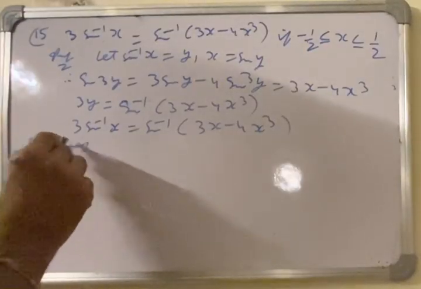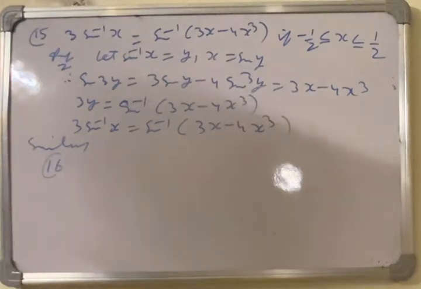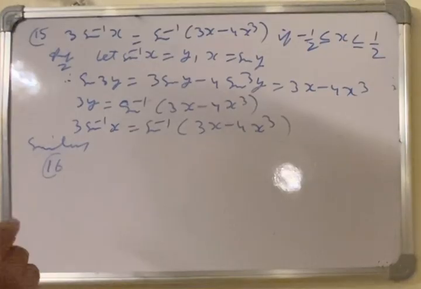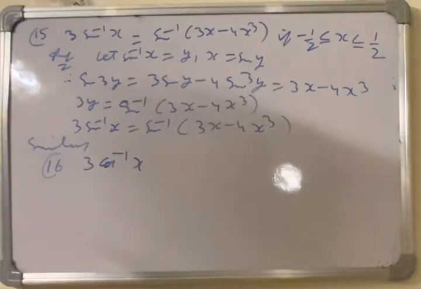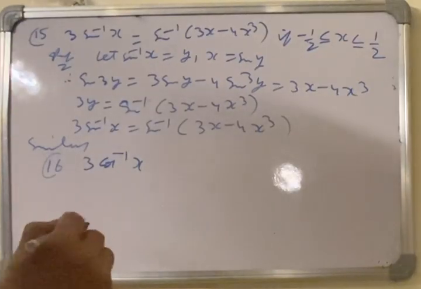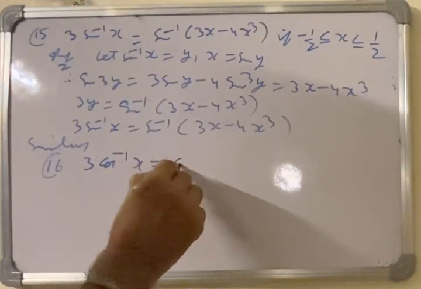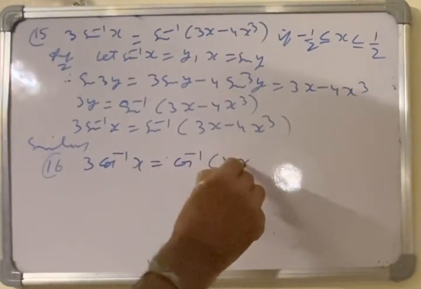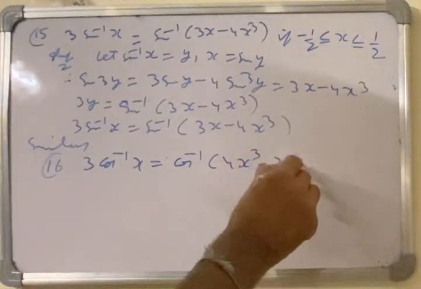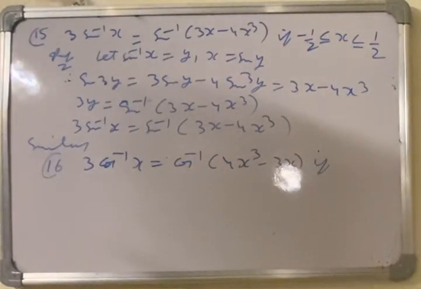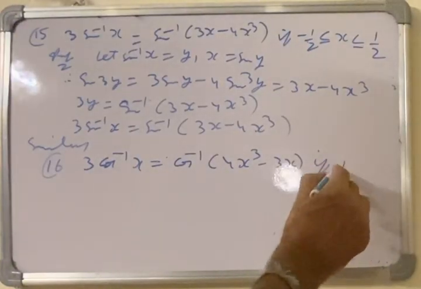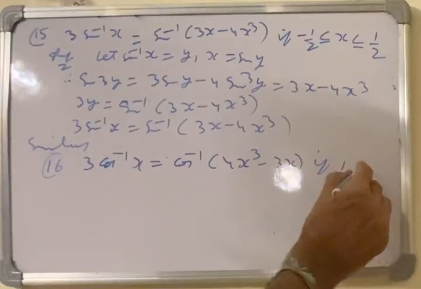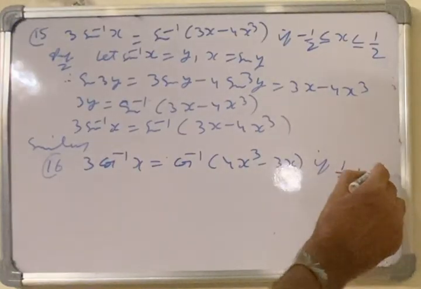Similarly, we have 16th property: 3 cos inverse x is equal to cos inverse 4x cube minus 3x, if half is less than equal to x less than equal to 1.